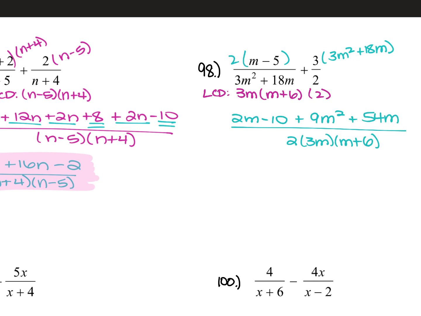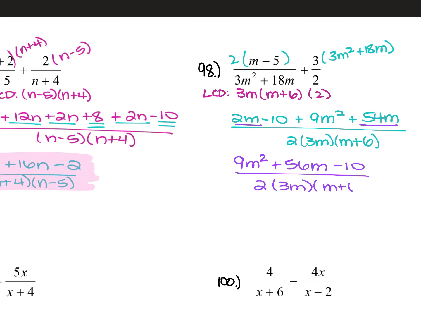Combine your like terms up top if you have any. That 9m squared is going to go down first. Then you have 2m plus 54m, which is 56m, and then the negative 10. And this again is all over 2 times 3m times m plus 6. And again, if you could factor that numerator, which you can't, you would also do that.